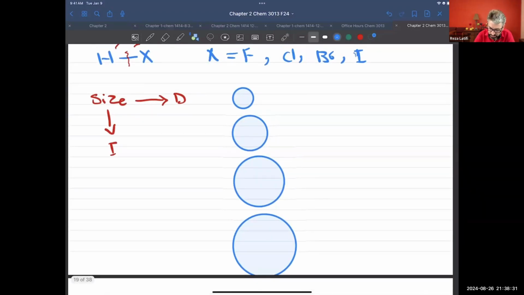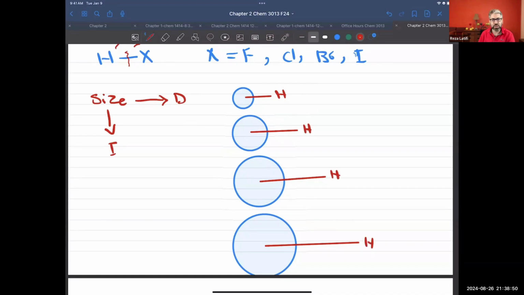Now let's put H. Call this one the HF bond. This is going to be HCl, this is going to be HBr, and that one is going to be HI. Why is the bond getting longer? Because the size of the elements is getting bigger and bigger. So the bond will be longer than the previous one because the radius of the element went up.